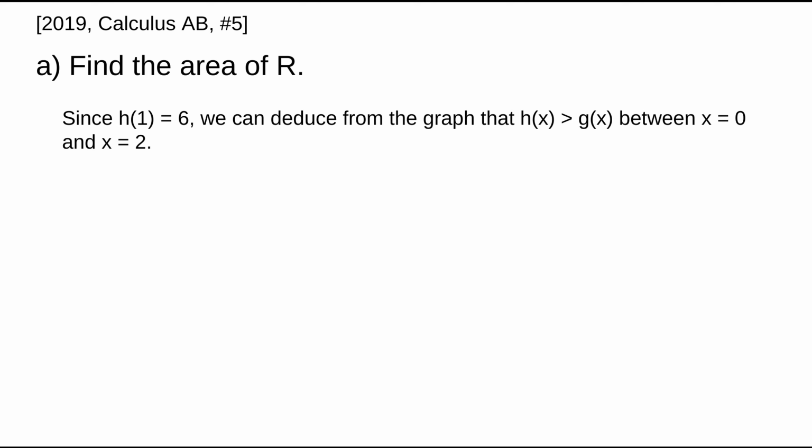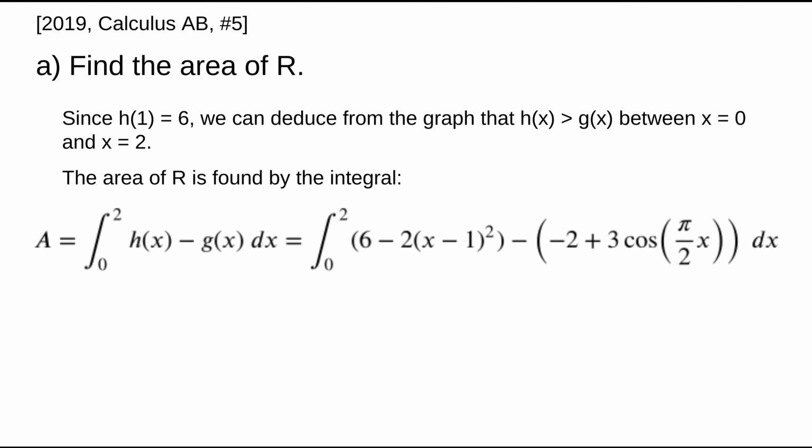Now, in order to do this, we have to understand which of the two functions is greater than the other one on the interval from 0 to 2. So I just plugged in h of 1, which is 6, and based on the graph, it should be obvious at that point that h of x is greater than g of x between x equals 0 and x equals 2. So the area of this region can be found by the integral A equals integral from 0 to 2 of h of x minus g of x dx.